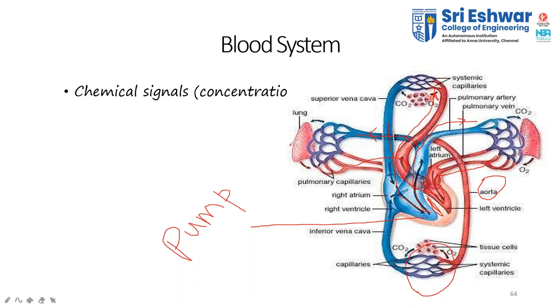Okay, what is the lungs' operation? The lungs' operation is used to purify your blood. It converts deoxygenated blood into oxygenated blood. The heart's operation is the pumping of oxygenated blood. Okay, this is the blood system. So we have come to the end of the session today.